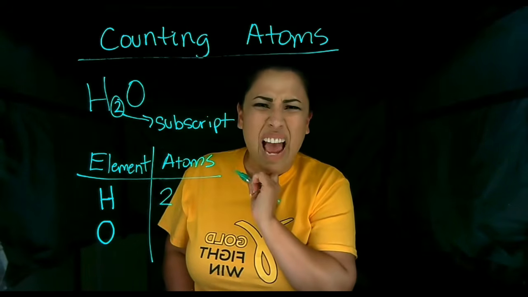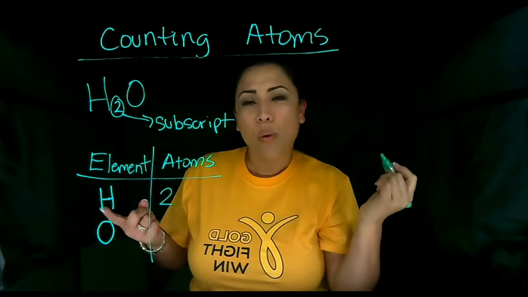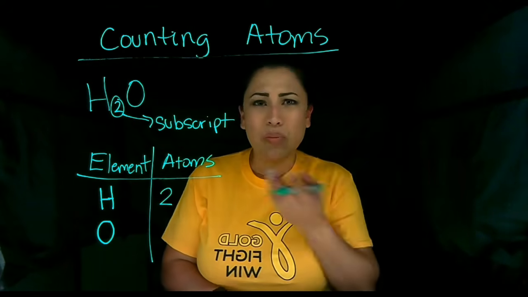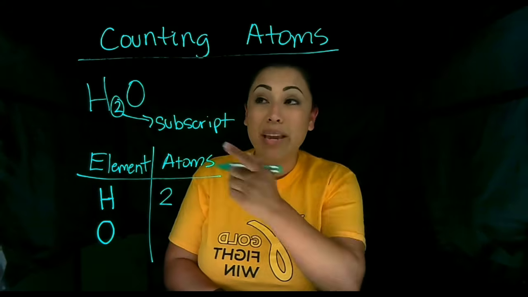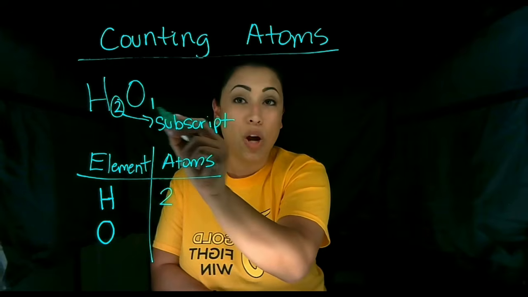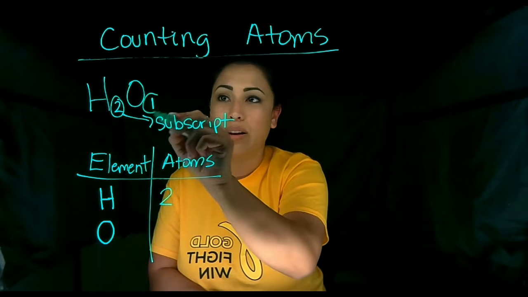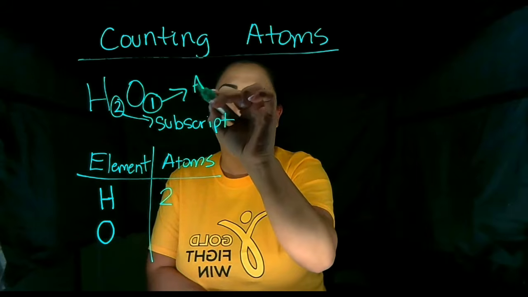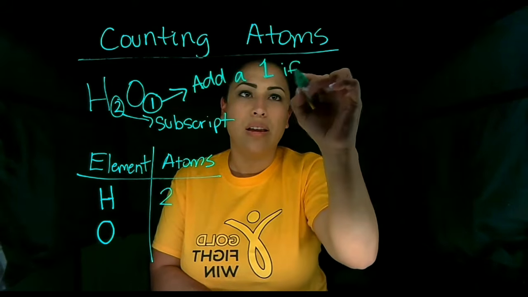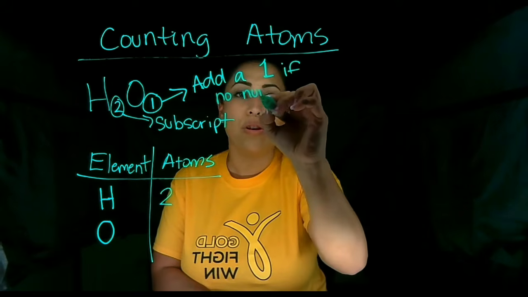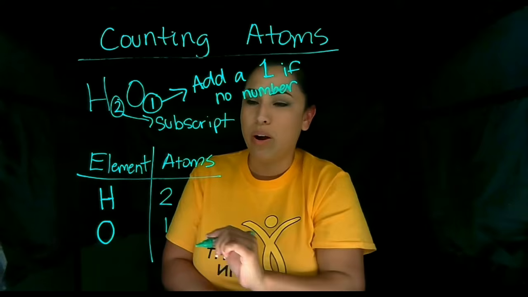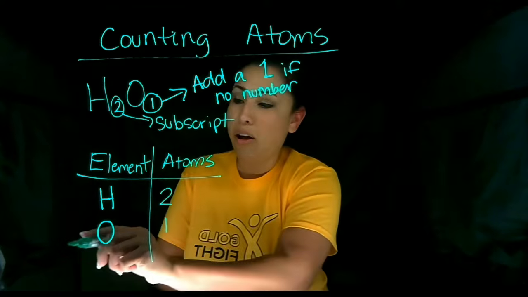Now the O doesn't even have one. So what do we do? Well, if it was 0, if we had none at all, then it wouldn't be there, right? So because we have it there, that means we have at least 1. So no subscript means that there is 1. So I'm going to make a note: add a 1 if no number or no subscript. Okay, so for O, we're just going to put a 1. And right now, that's all we have to do.